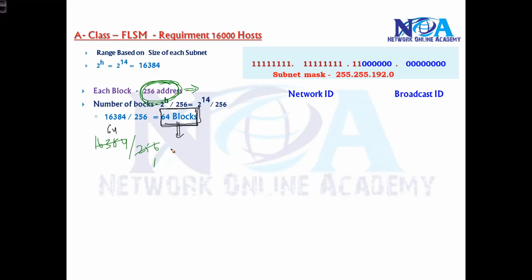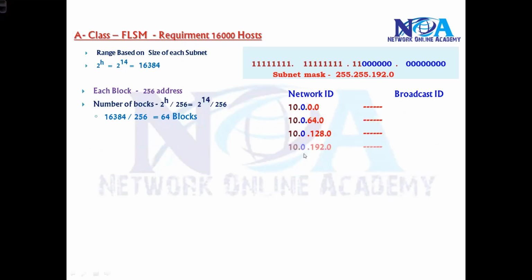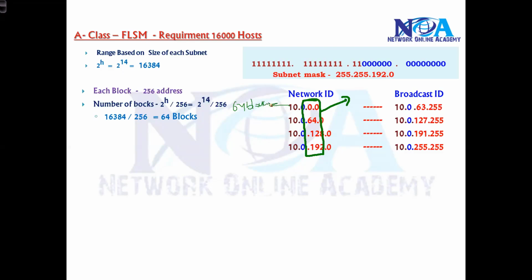So when you're writing the range, we generally write like this. Any A class, let's say I'm using 10.0.0.0. So the next range will start with 64.0, right? Which means this range will end on 63.255, and the next range will be plus 64, plus 64. So this will end on 127.255, this will end on 191.255, and this will end on 255.255. So this way we need to write multiples of 64. The same thing I wrote just now: multiples of 64, so 64 blocks. So in each subnet we get 64 blocks, means 64 into 256 addresses.